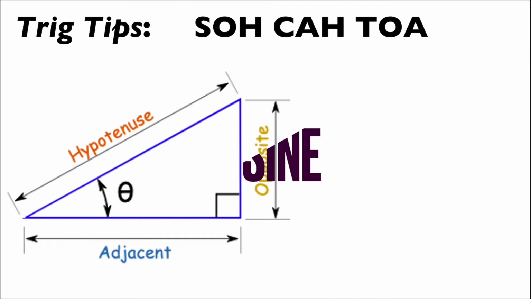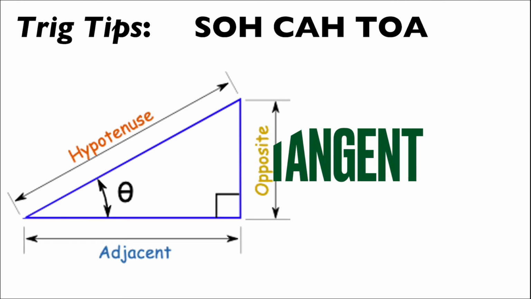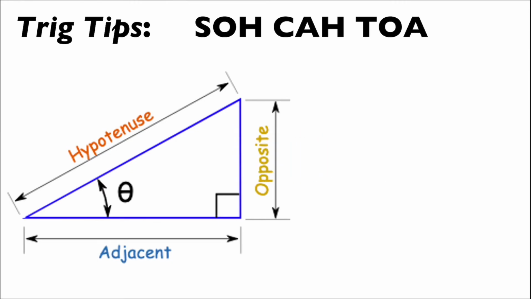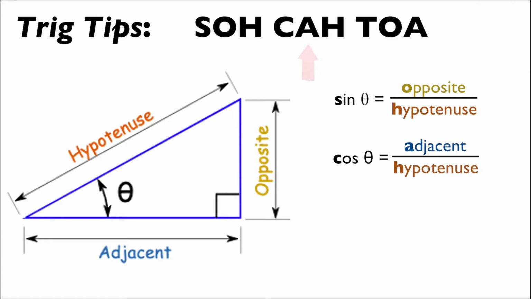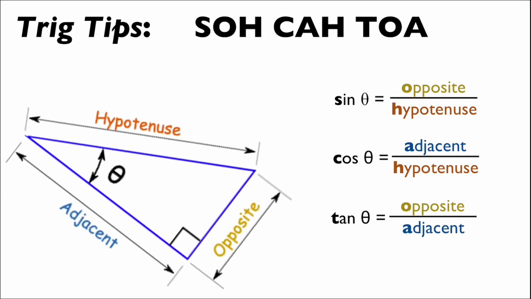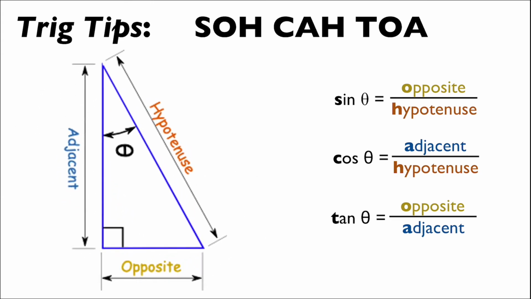Now, the trig functions in question are sine, cosine, and tangent. Sine of theta is defined as opposite over hypotenuse. Cosine is the adjacent over the hypotenuse, and tangent is the opposite over the adjacent. To really see which function we'll need to use, let's rotate this triangle so it resembles the triangle we were previously dealing with. Notice how the trig functions on the right remain the same.